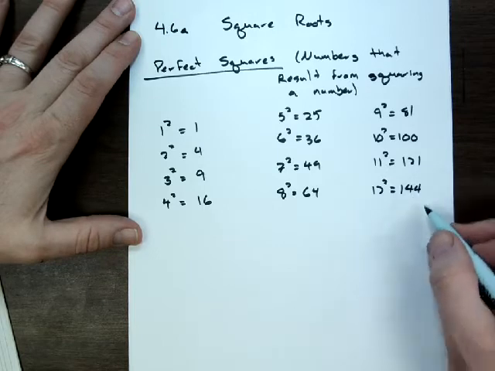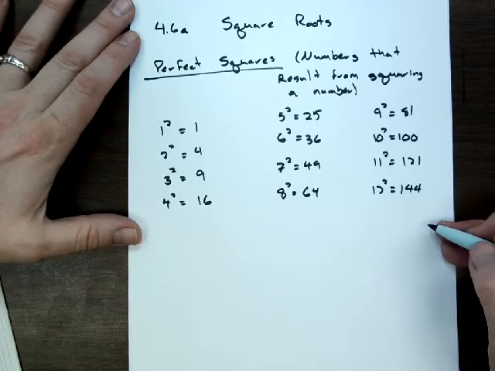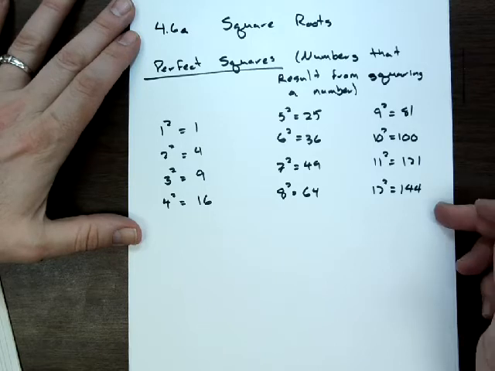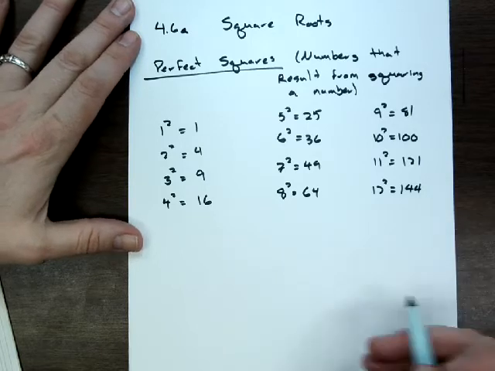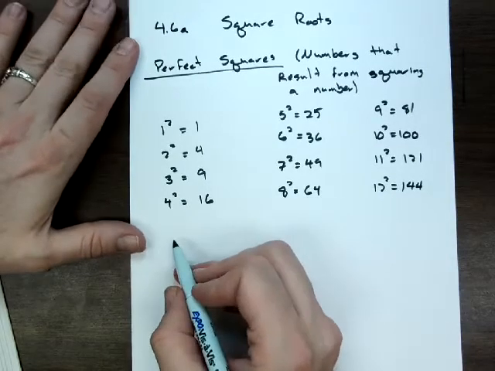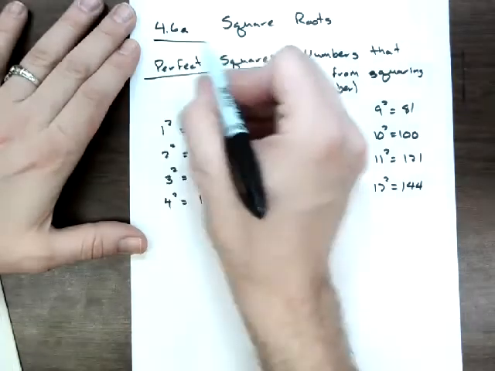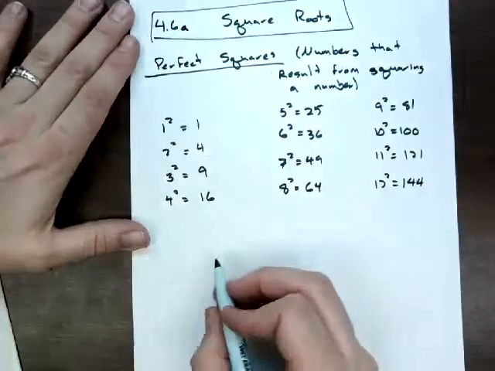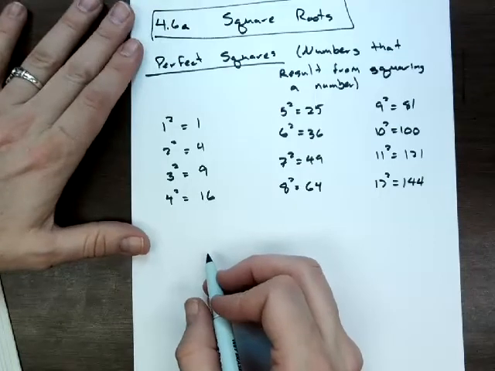And if we wanted to, we could continue this pattern on. 13 squared is 169, and so on. Well, with a lot of math, we show you how to do things in one direction, then we turn around and show you how to do it backwards.